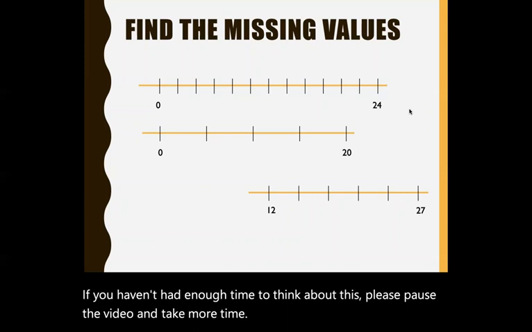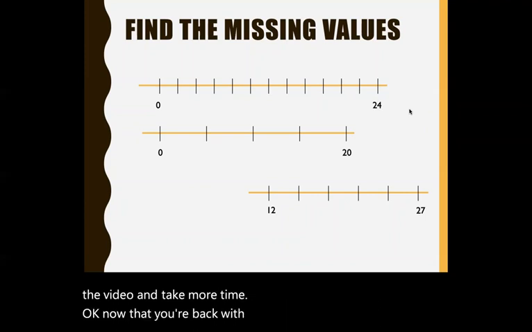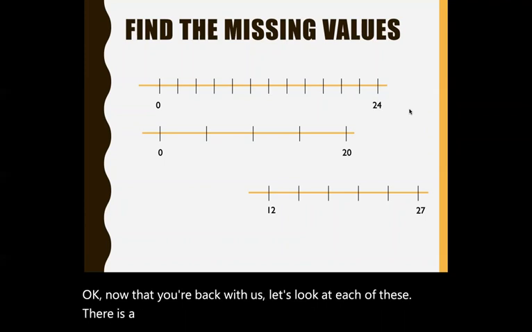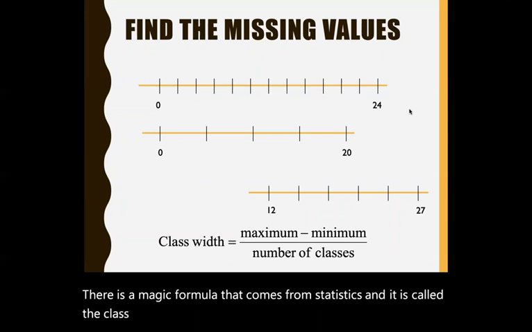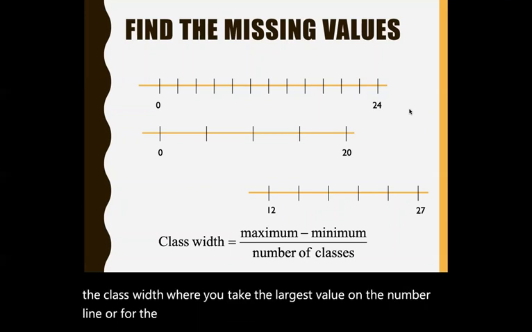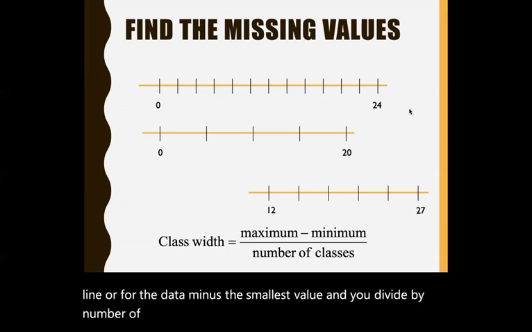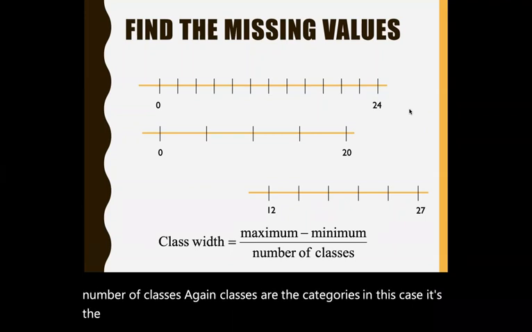Okay, now that you're back with us, let's look at each of these. Now, there is a magic formula that comes from statistics, and it is called the class width, where you take the largest value on the number line or for the data, minus the smallest value, and you divide by number of classes. Again, classes are the categories. In this case, it's the spaces in between those dashed lines.